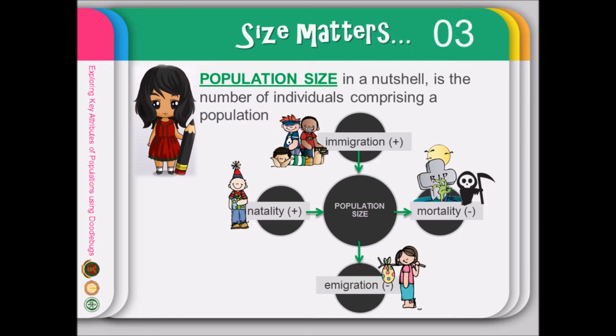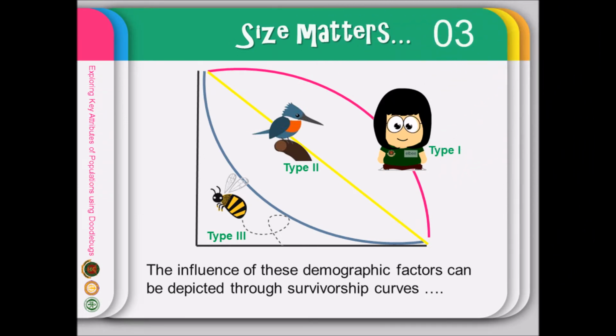The last demographic factor affecting population size is emigration. This process is quite the opposite of immigration since the movement of individuals is now outwards, causing reduced population size. The effects of demographic processes like mortality are more appropriately illustrated through a survivorship curve. This figure shows that if the population exhibits a type 1 survivorship curve, then most of its members survive until adulthood. Humans have a type 1 survivorship curve because of the high parental care.